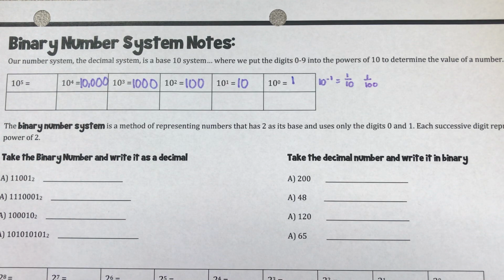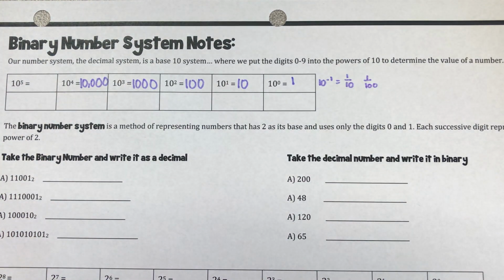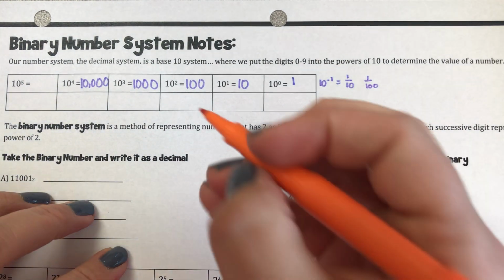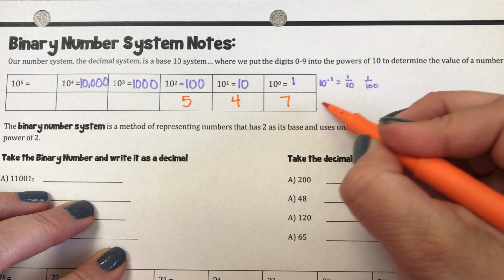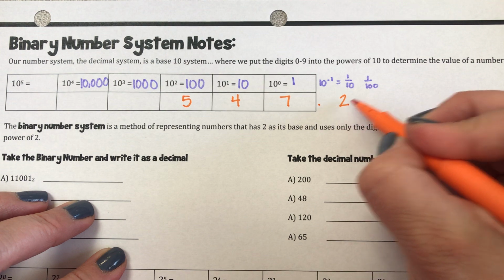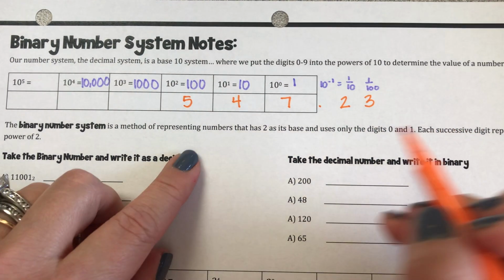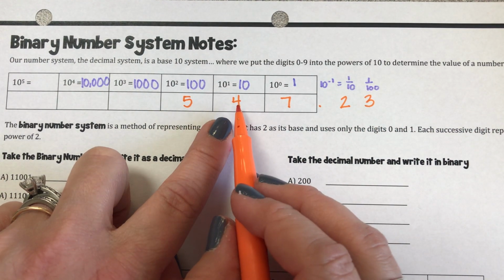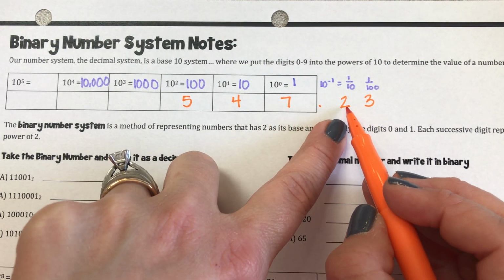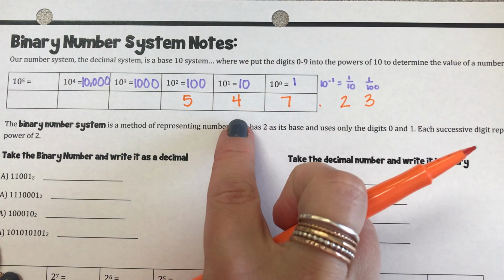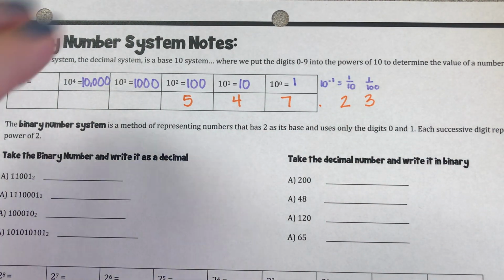So our number system is where we use the digits 0 through 9. So if I gave you 547.23, right? We have 5 hundreds, 4 tens, and a 7. Then we have 2 tenths and 3 hundredths, right? It's a base 10 number system.